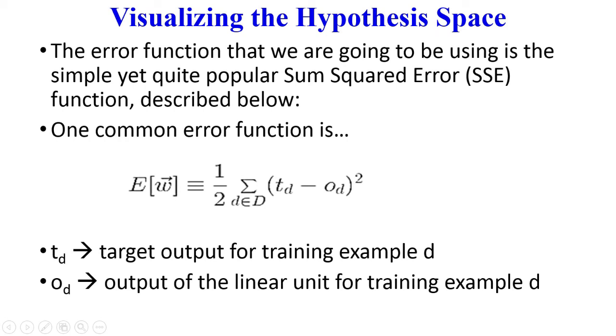One common error function is E of W is equal to 1/2 summation for all small d belonging to capital D, (TD minus OD) whole square, where TD is the target output for the training example small d and OD is the output of the linear unit for the training example D.